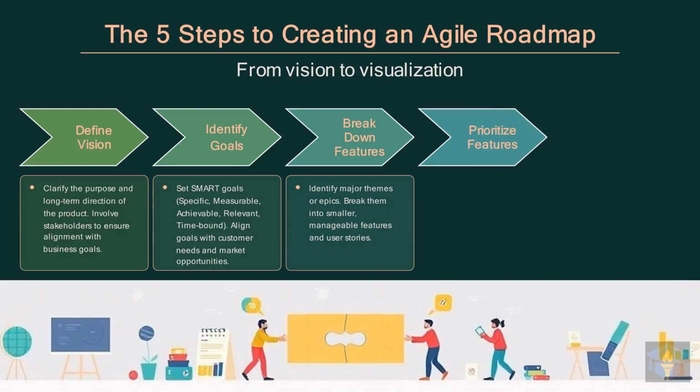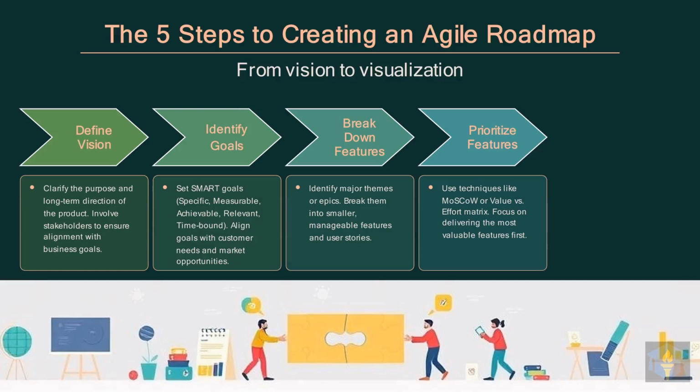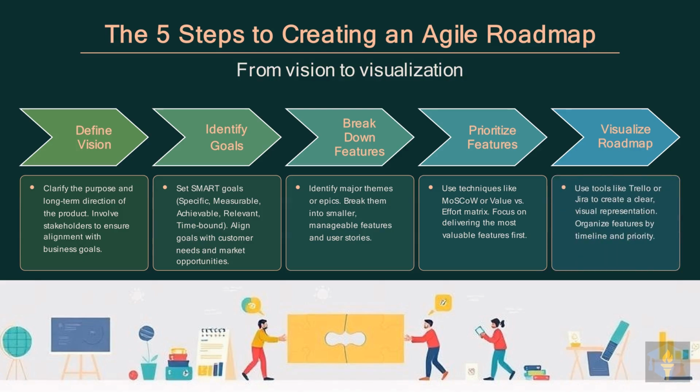The fourth step is to prioritize features, focusing on delivering the most valuable items first. Use techniques like MoSCoW or value versus effort matrix to focus on delivering the most valuable features. Finally, visualize your roadmap using tools like Trello or Jira to create a clear, visual representation, organizing features by timeline and priority.